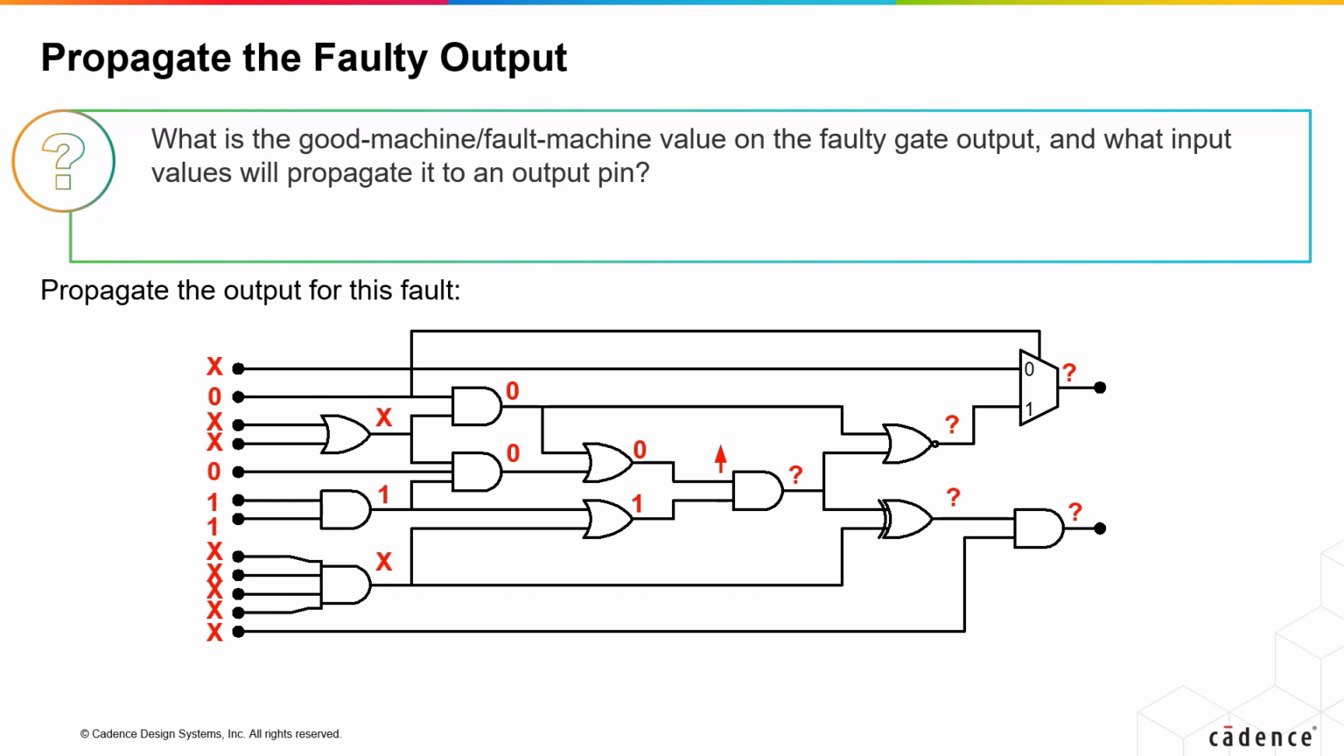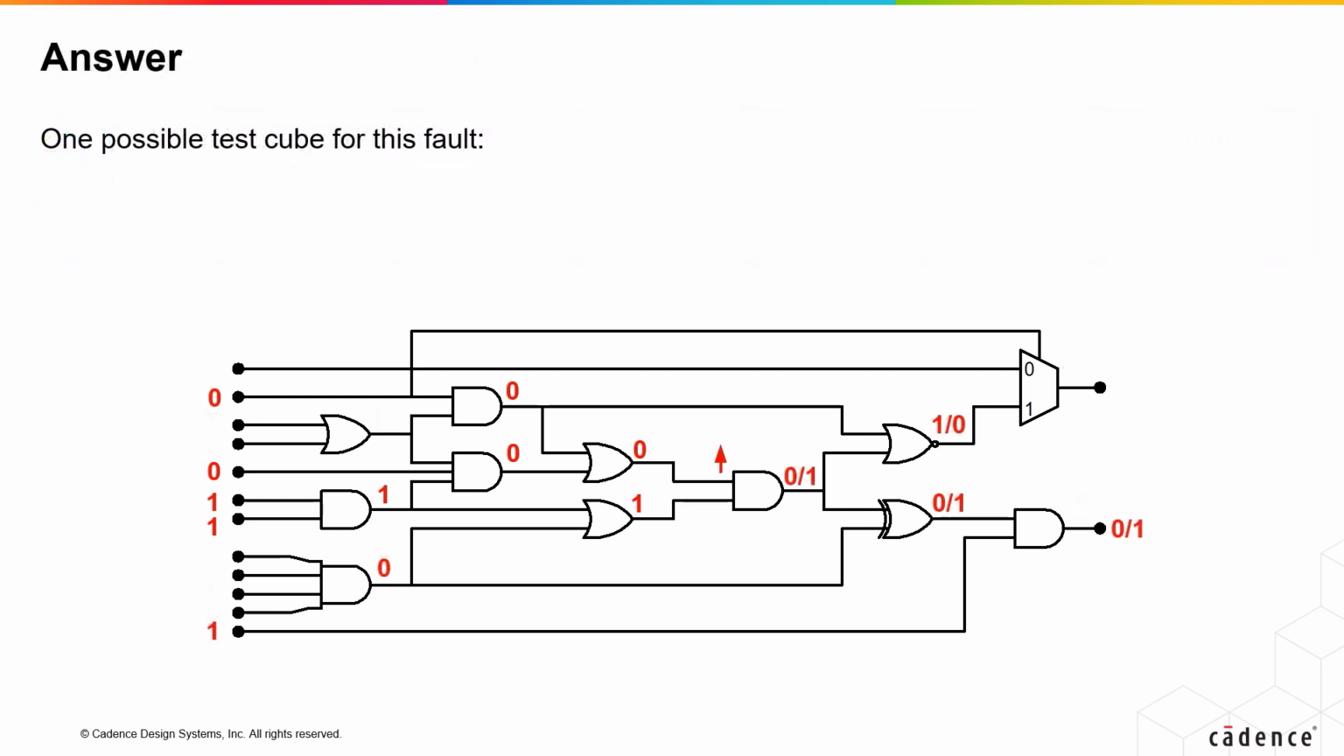Now, what is the good machine, fault machine value on the faulty gate output, and what input values will propagate it to an output pin? Given the values chosen to sensitize the fault, the upper path could not be used to propagate the fault value to an observation point. The lower path could be used, and 2 additional input values were added to sensitize the propagation path. We now have a complete test cube for this fault.